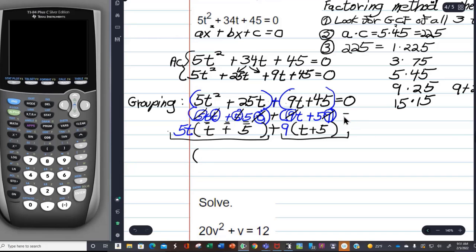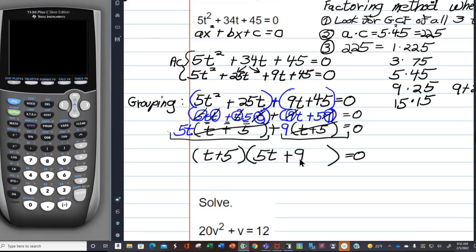Oops, I've been forgetting to write my zeros. Equals 0, equals 0. Parentheses, t plus 5. Because that's my GCF for the left side and the right side of the plus sign. I'm going to write it here, and then I'm going to write parentheses to write the leftovers. And the leftovers are, if I mark out the parentheses t plus 5, my leftovers now are 5t plus 9. And those are the factors of 5t squared plus 34t plus 45.